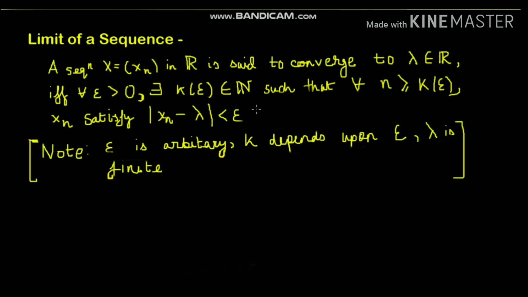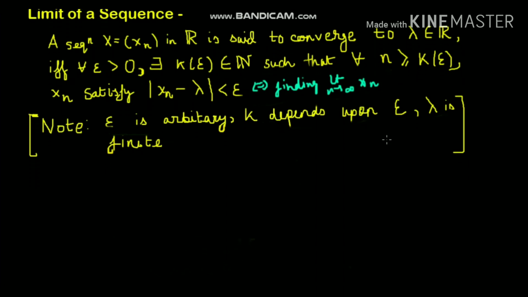And all this is actually equivalent to finding the limit as n tends to infinity of x of n. What is the value of x of n as n tends to infinity? If this quantity is finite, then we can say the sequence given by x of n is convergent to whatever that finite quantity is. So this is the basic definition of the limit of a sequence. Note that epsilon is arbitrary, k depends upon epsilon, and lambda is finite.